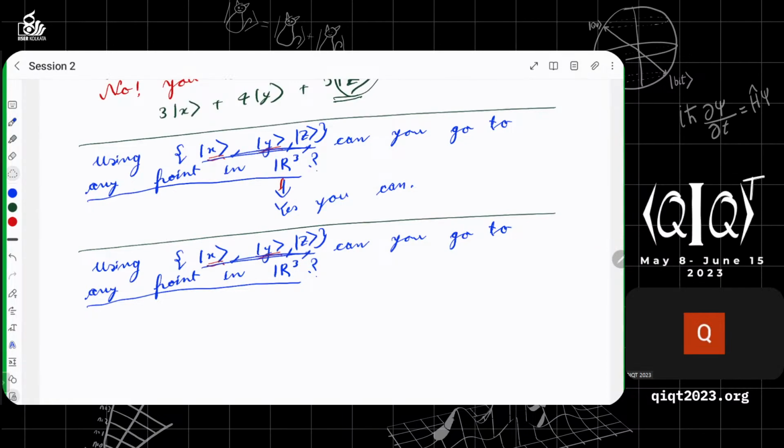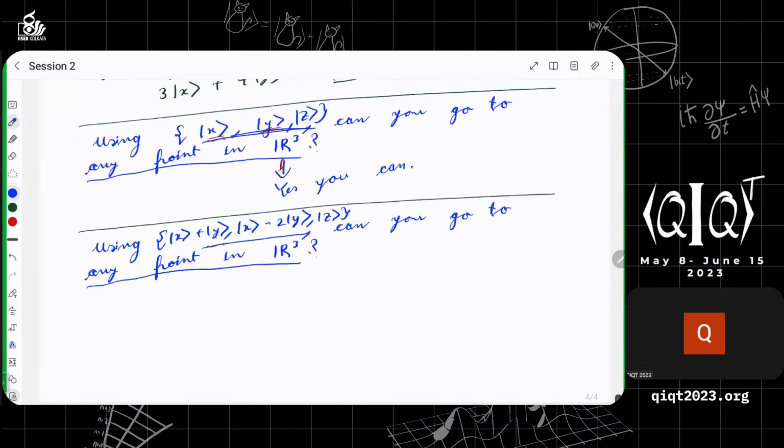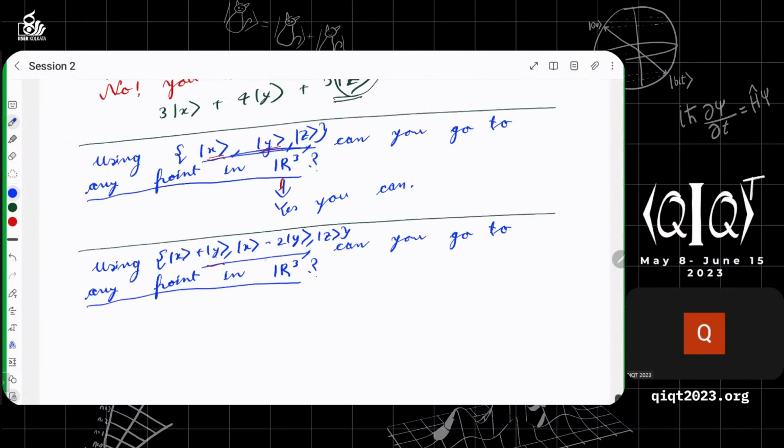So the question is that now I modify it further. I write, say, x plus y, x minus 2y, and z. So using this set, x plus y, x minus 2y, and z, now can you go to any point in R3? So you have to take a linear combination. So basically multiply each of these by scalars and add them. Yes, we can go.